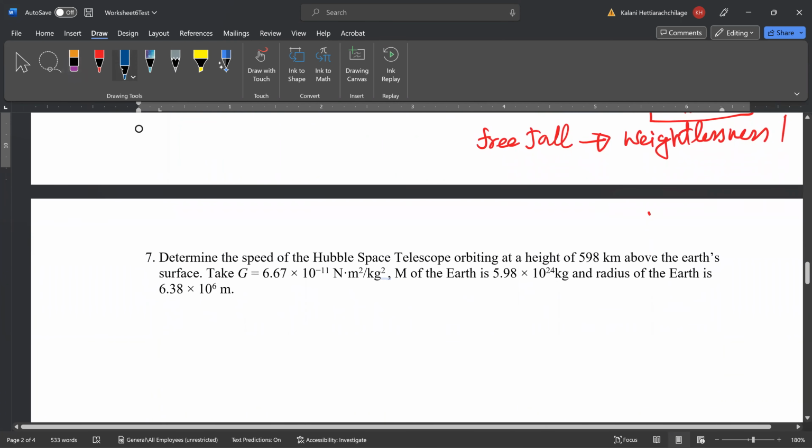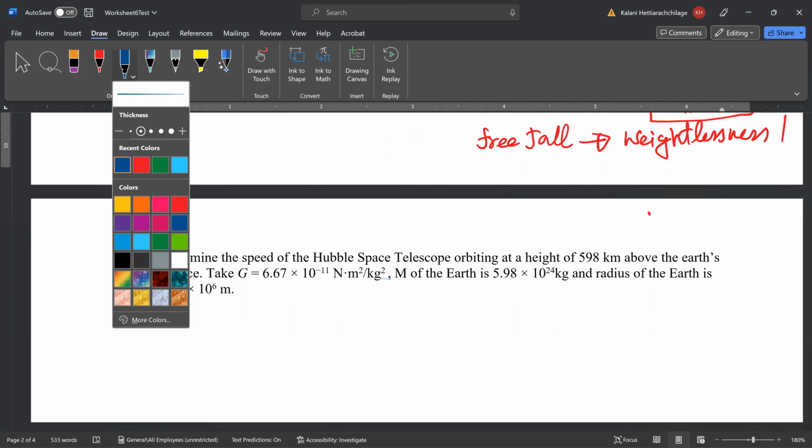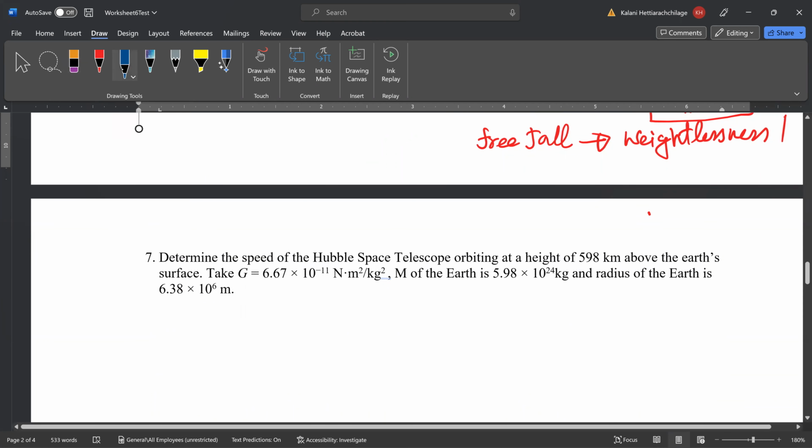Okay, so now let's move into the next couple of questions about the gravitational force, and I also have a few concept questions from projectile motion.